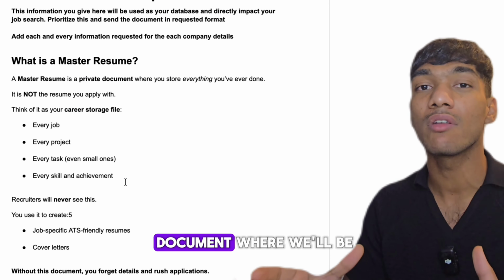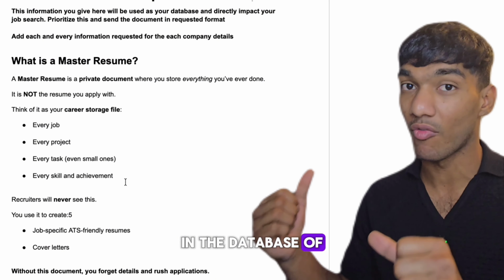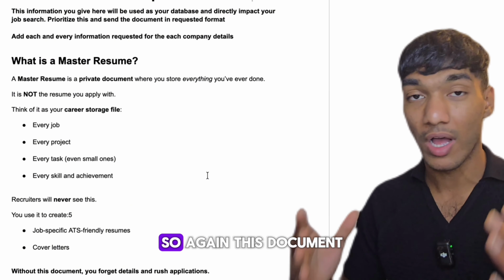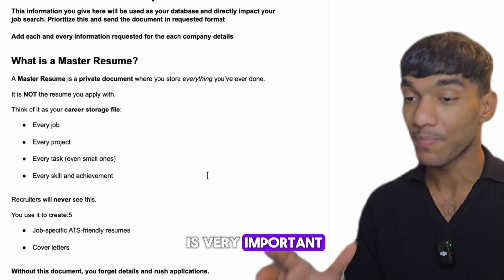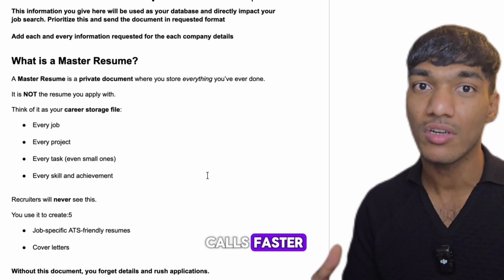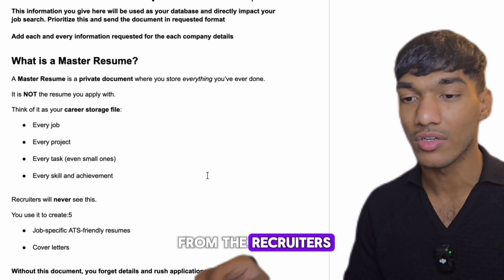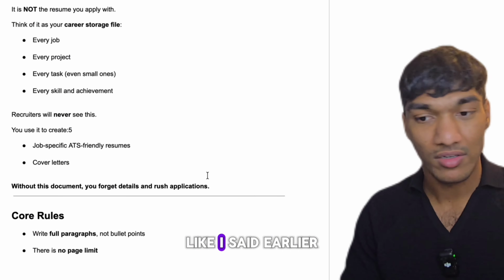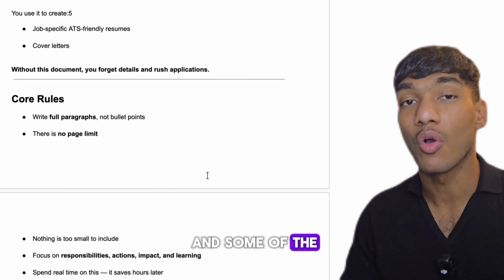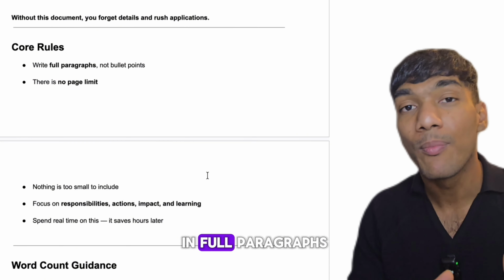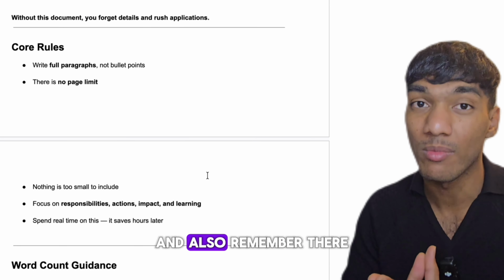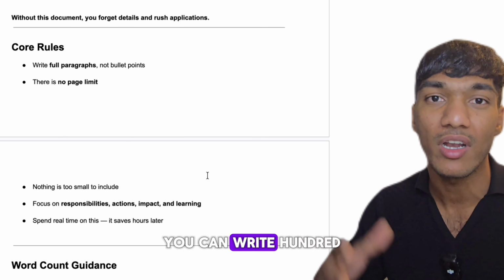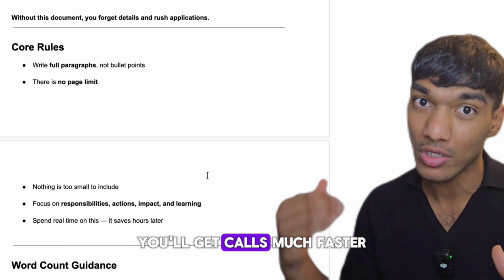This is the document we'll be feeding into the database of our software, so the algorithm understands who exactly you are. Again, this document is very important for you to get calls faster and get more calls from the recruiters. So you need to include every job, every project, every task like I said earlier. Some of the core rules are: you need to write in full paragraphs, not bullet points. Also remember, there is no page limit. Include as much data as possible. You can write 100 pages of document. You'll get calls much faster.